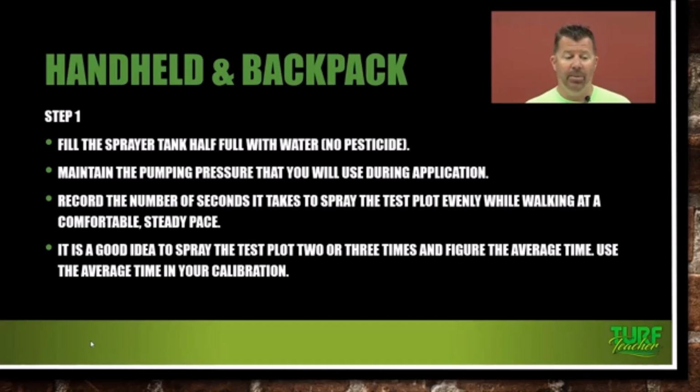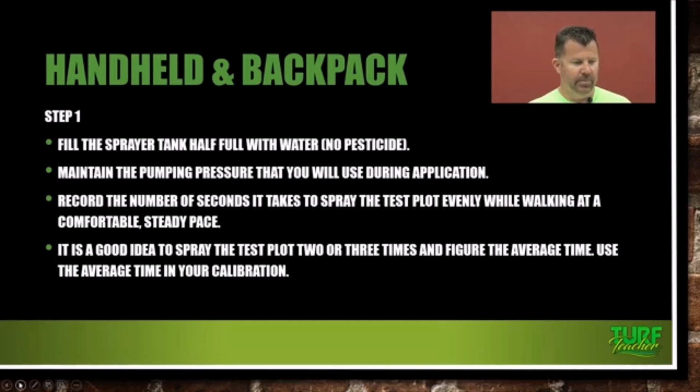Maintain the pumping pressure that you will use during the application, remember within 10 psi. Record the number of seconds it takes to spray the test plot evenly while walking at a comfortable, steady pace between 2 and 3 miles per hour. And it is a good idea to spray the test plot 2 or 3 times and figure the average. Use the average time in your calibration.